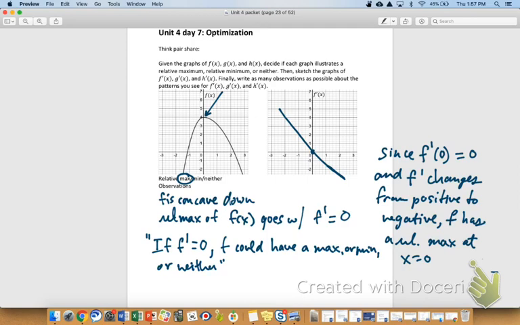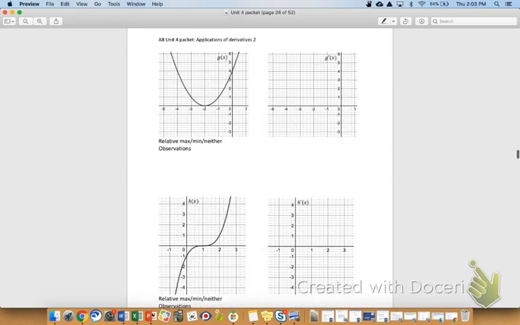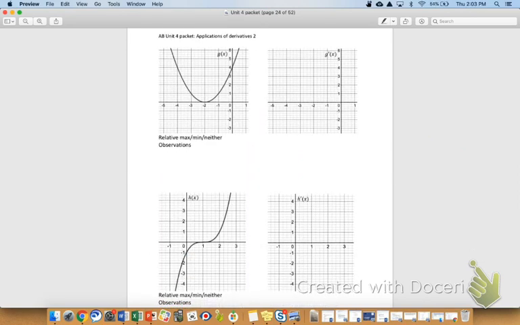Okay. So let's take a look then at our other couple here on this next page. These might go a little bit quicker. We'll see. So we'll talk about the top one first. On that top one, would you guys say relative max, min, or neither? What's being illustrated? Min. Yep, we got a minimum. And where is that minimum located? Right there, yeah, right there at x equals negative 2. Take a second and sketch the graph of g prime.